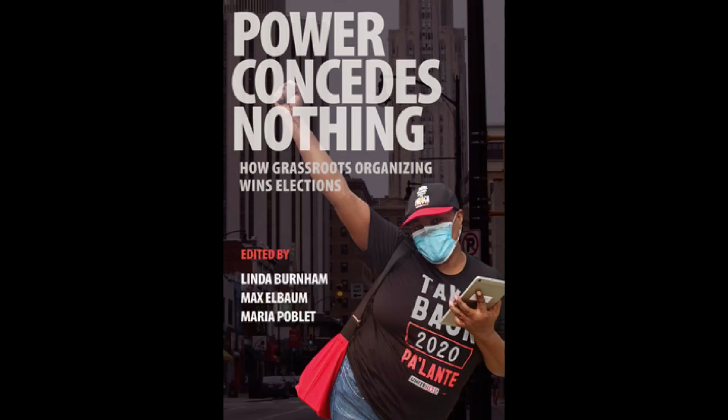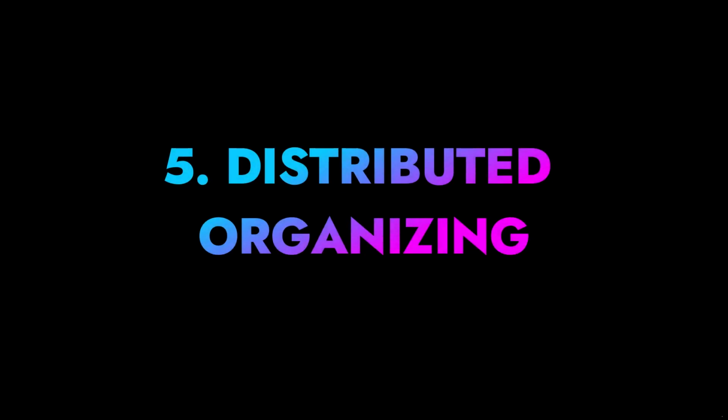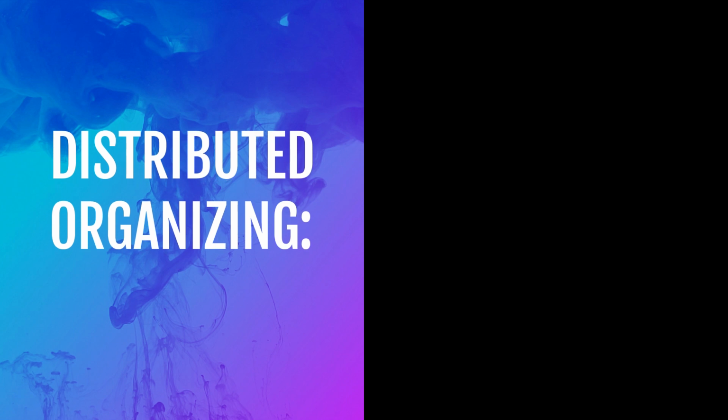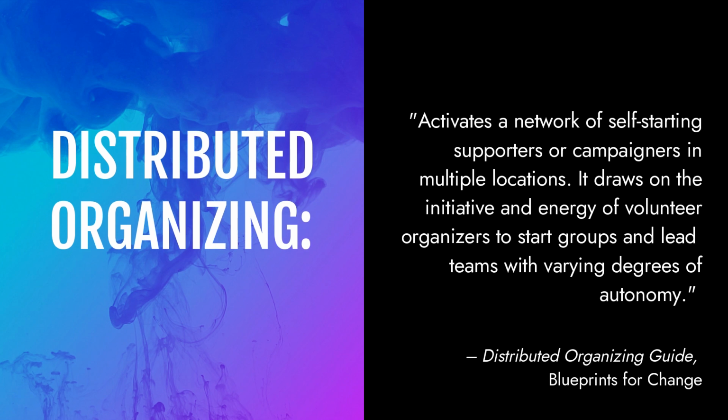To learn more about electoral organizing, I would highly recommend reading the book Power Concedes Nothing about organizing during the 2020 elections. The final discrete type of organizing that we'll cover today is distributed organizing. In a guide written by Blueprints for Change, they say that distributed organizing activates a network of self-starting supporters or campaigners in multiple locations.